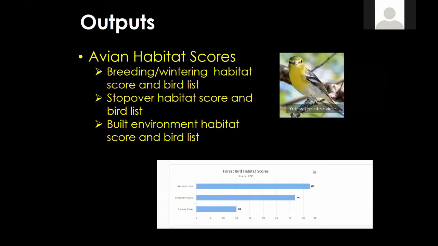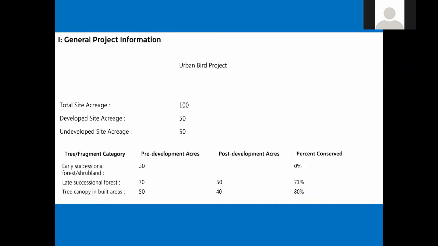Outputs are fairly simple. It just gives you sort of like a score, and the score is only relevant to that site itself, because if you have a huge site versus a small site, you're going to get different score numbers. But it's really to compare one site design versus another. So to give you an example of this, let's say you had 100 acres, you're going to develop 50% of it.